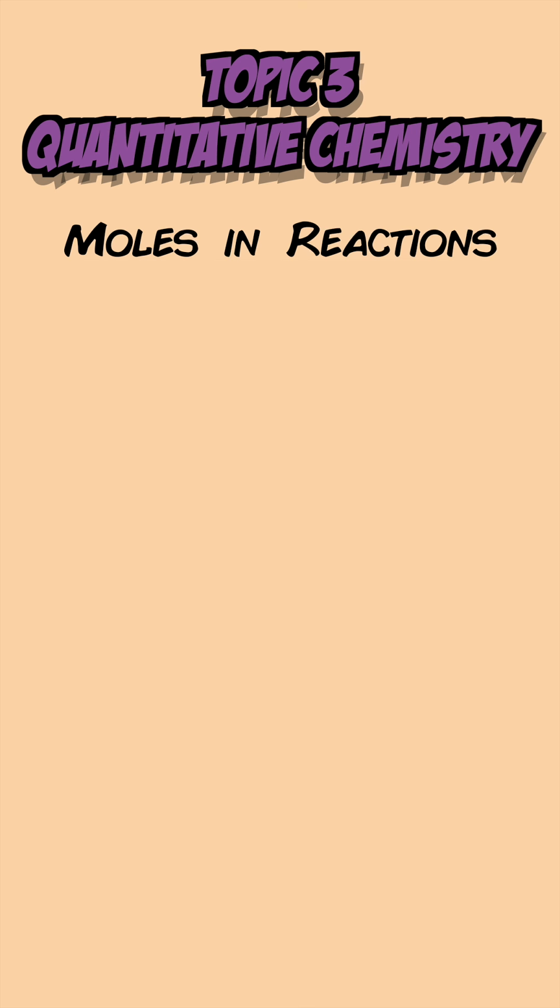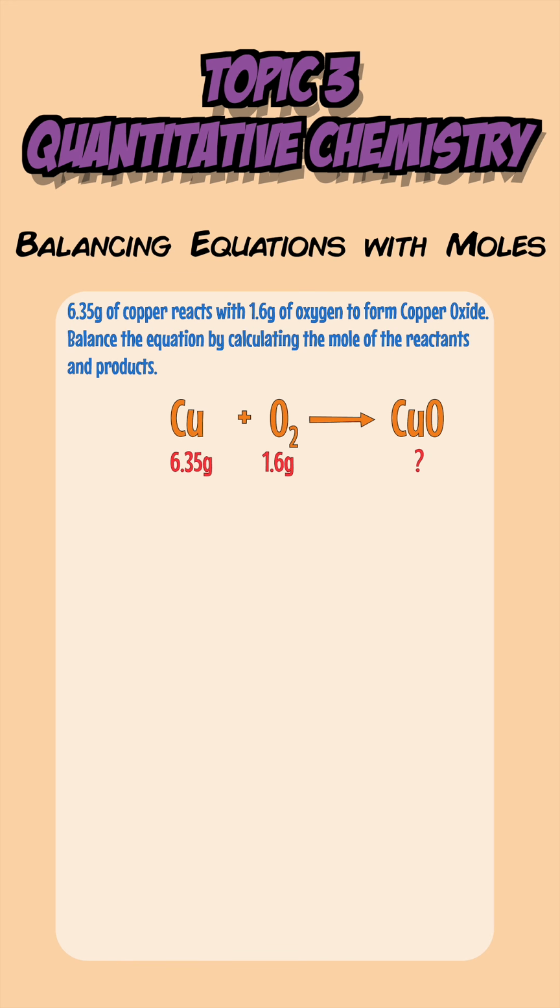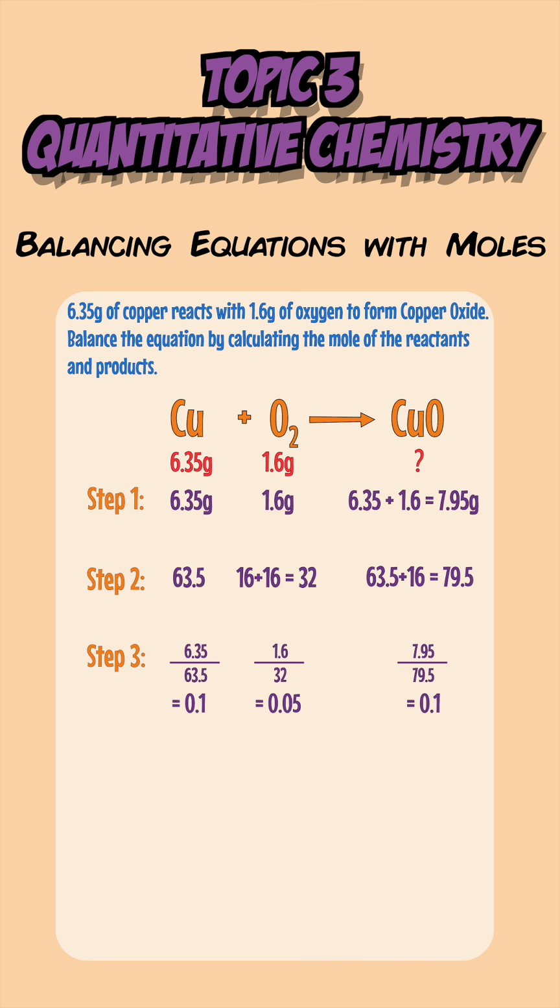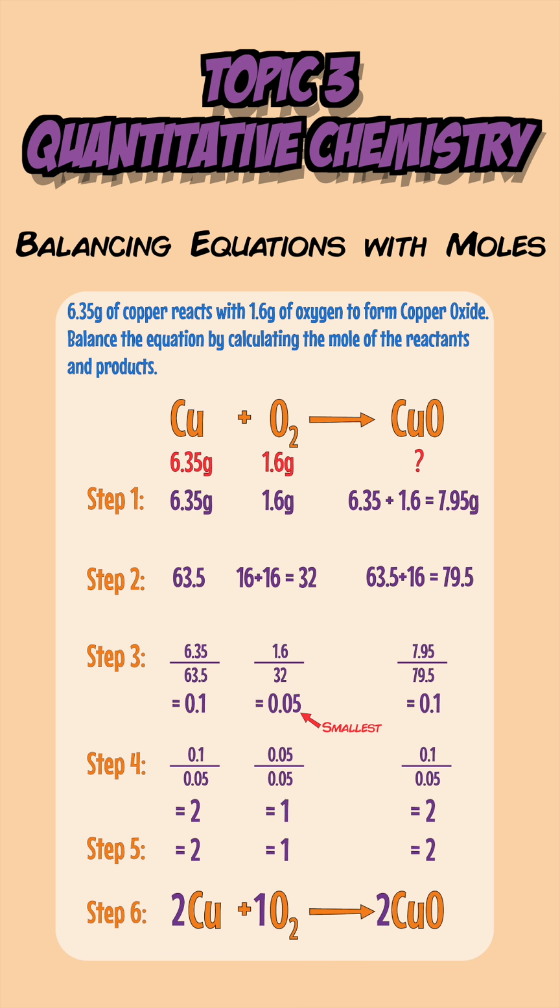You can also use moles to balance equations if you know the mass of the reactants and products. You start off by dividing the mass of each reactant and product by the MR to find their moles. Then you divide each of them by the smallest number out of them all, and this will give you the coefficients that will allow you to balance the equation.